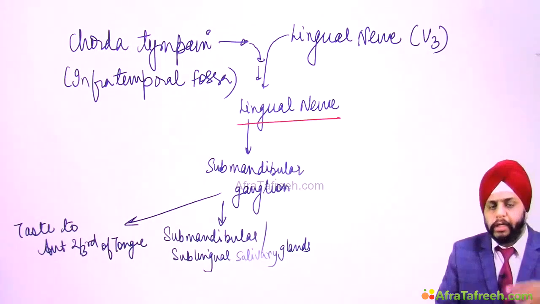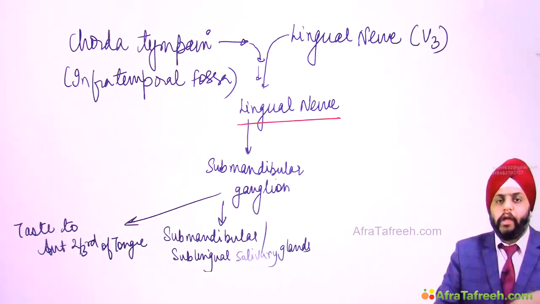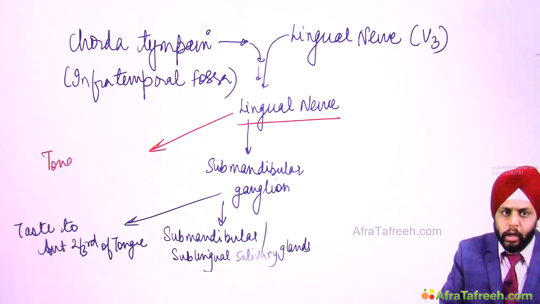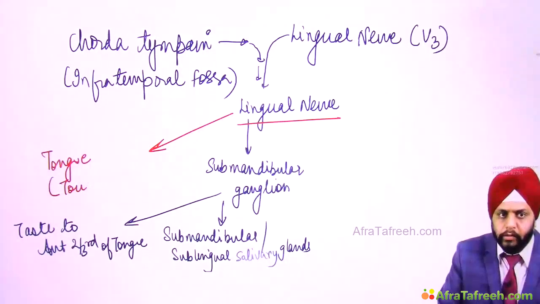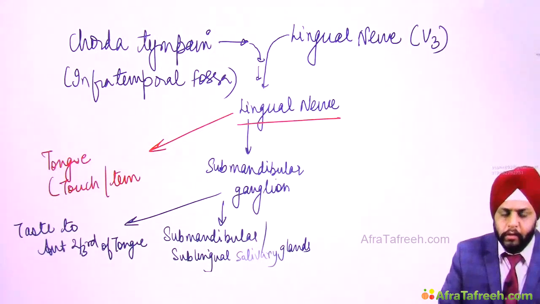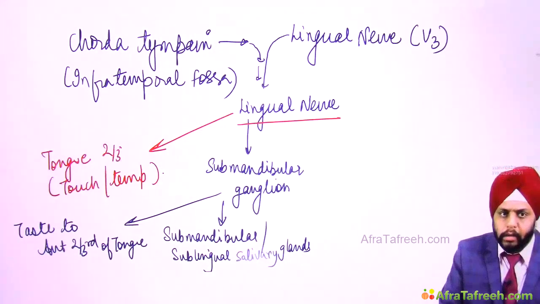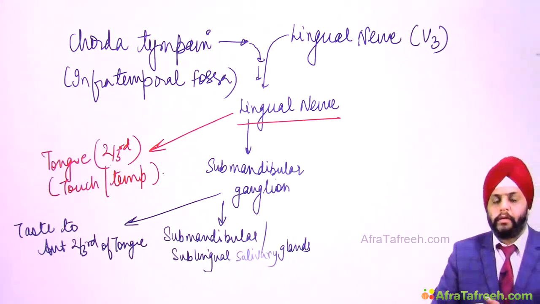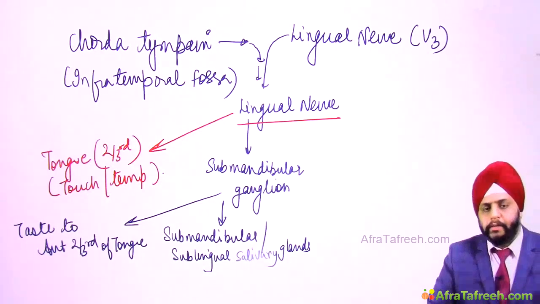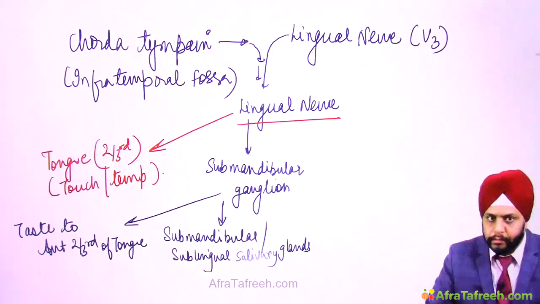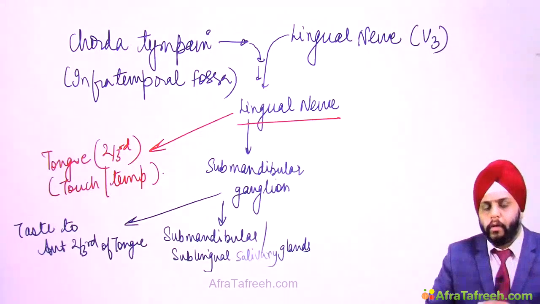So chorda tympani has taken the help of lingual nerve, but lingual nerve has its own fibers also, and these fibers also go to tongue, where they give the other sensory supply such as the touch, the temperature. Okay, so all that is supplied by the lingual nerve in the anterior 2/3 of the tongue. Right, so taste is supplied by the chorda tympani in the tongue, but the remaining is supplied by the lingual nerve, that is the fifth cranial nerve. So this is the anatomy of chorda tympani nerve.